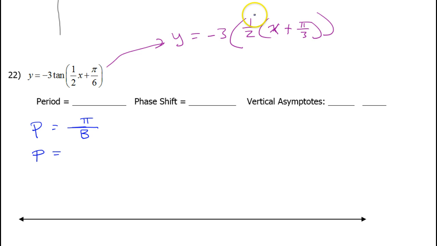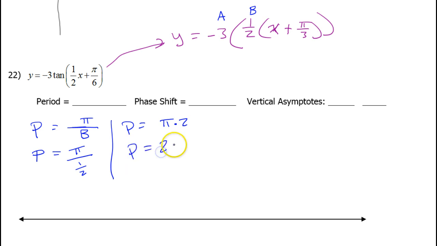The b value is right here. This is the b value. The b value is 1/2. This is the a value. So that would be pi over 1/2. Alright, but then you multiply by the reciprocal. So the period is going to be pi times 2, which of course is 2 pi. So the period is 2 pi.